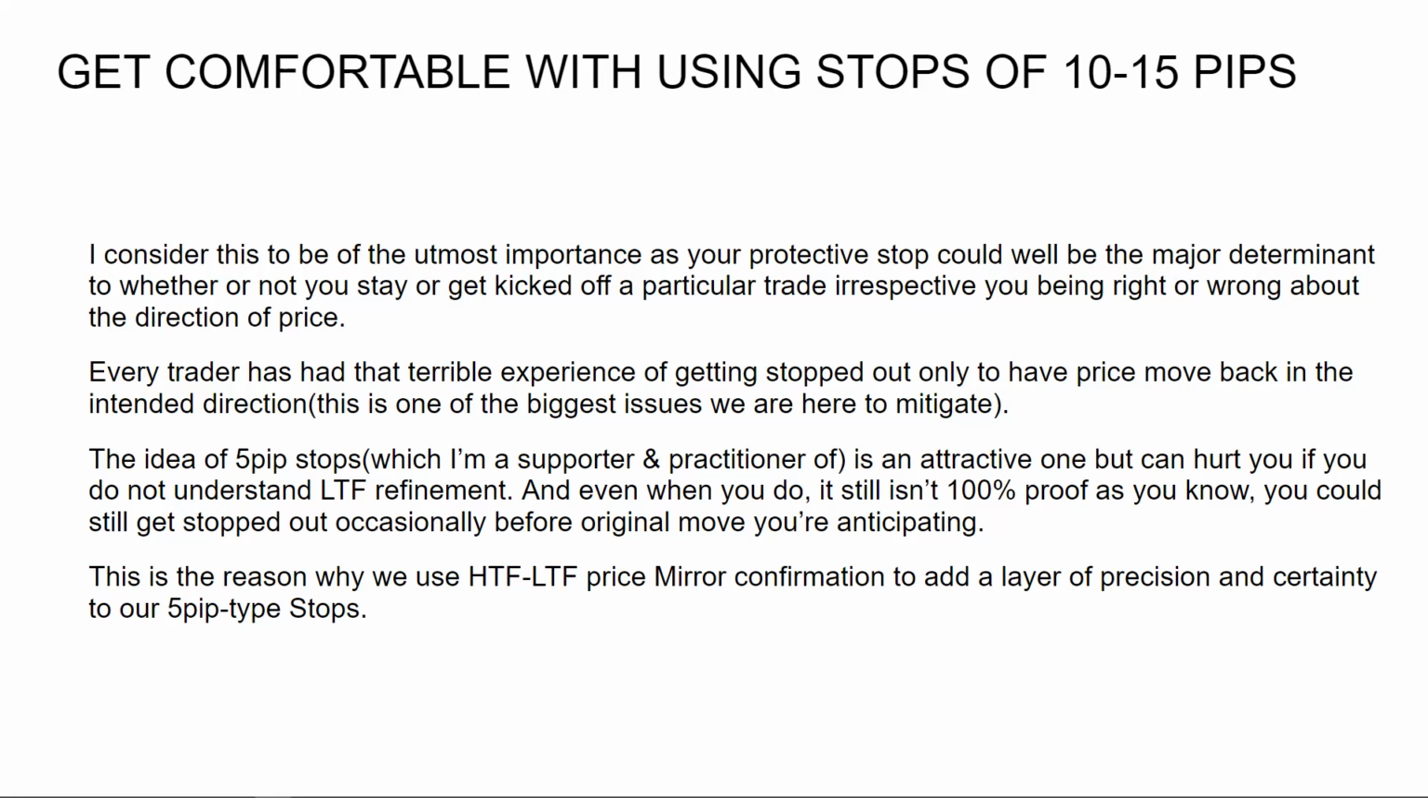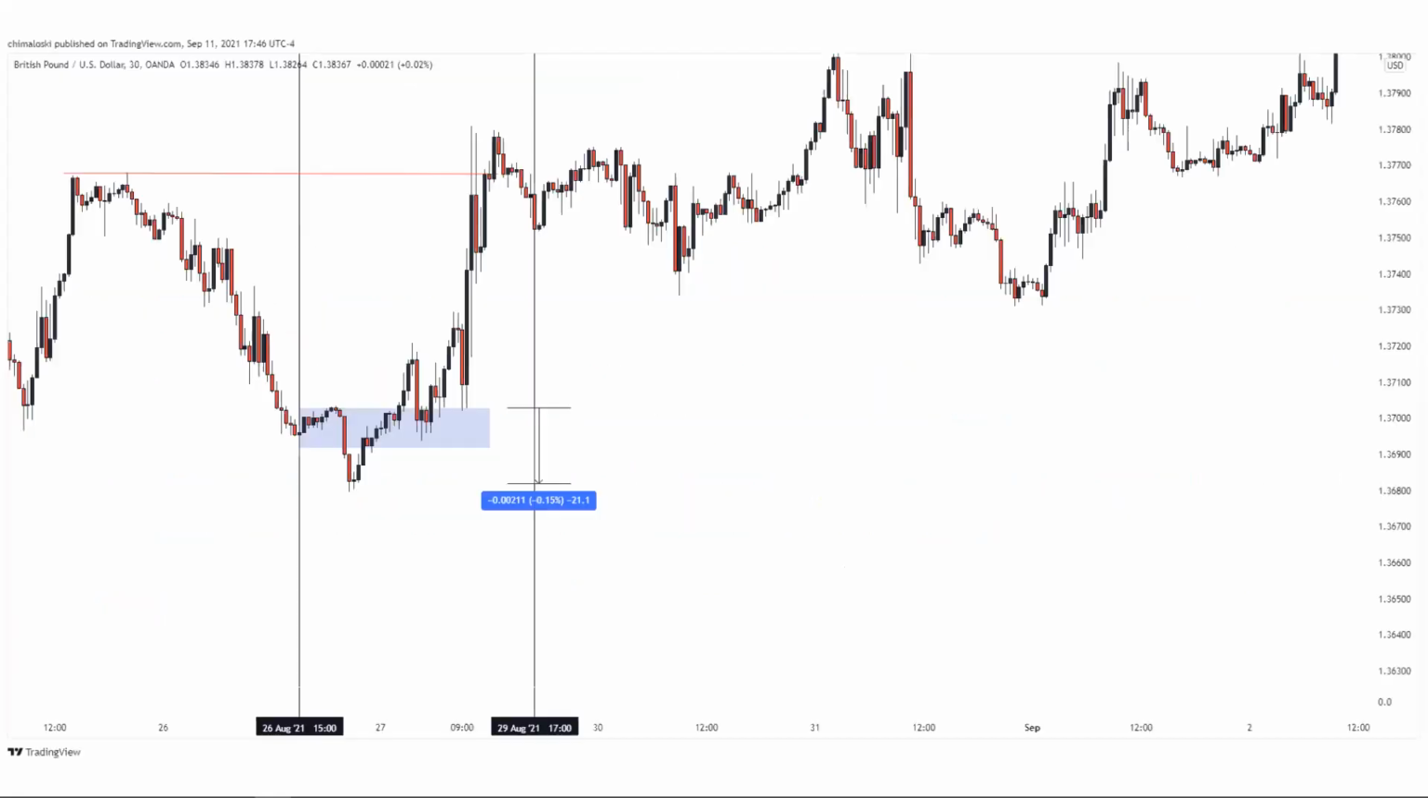Then, when you start to understand more and see areas where price won't go, or where it's very unlikely for price to reach, perhaps you can improve on that and reduce your stops. But for now, starting out, you need to get comfortable with the 10 to 15 pip stops. And I will explain with some examples.